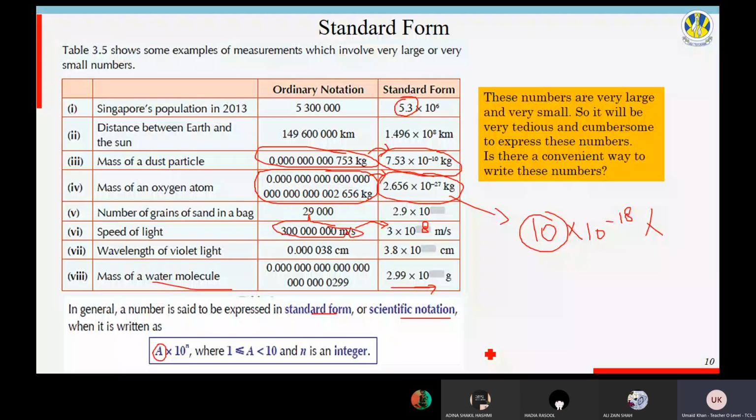So I have told you what is the motivation behind standard form. The motivation is to get rid of these zeros, which come into play when the values are very small and very large. And when you express something in standard form or scientific notation, the a value, which is the first value which comes before the power of 10, should be between 1 and 9. That's what you need to remember. Okay, now let's move forward.